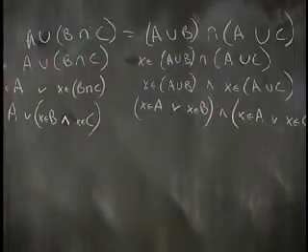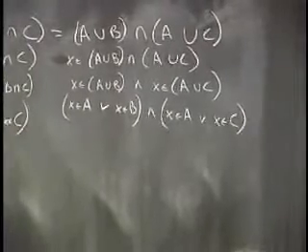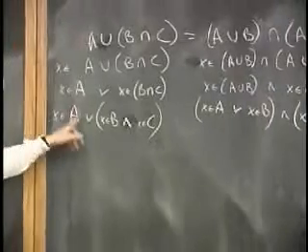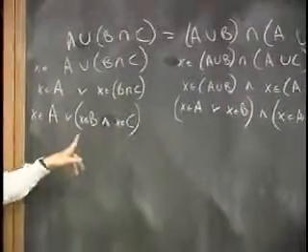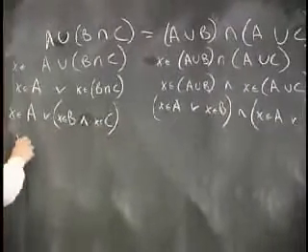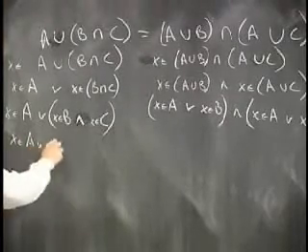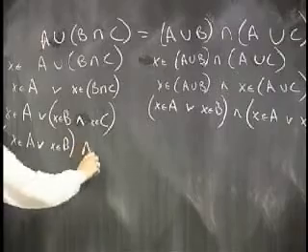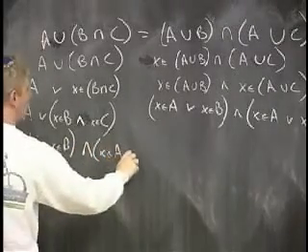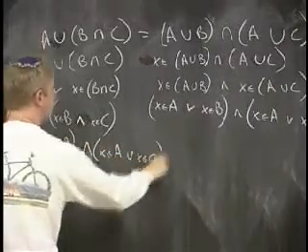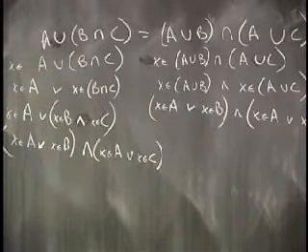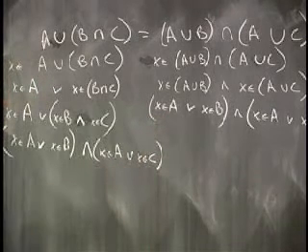Excellent. All right. Who sees what's going to happen here? There's one more step. Let's distribute this side out using or distributed over and. We get X is an element of A, or X is an element of B, and X is an element of A, or X is an element of C. Wow, right. These two are identical.